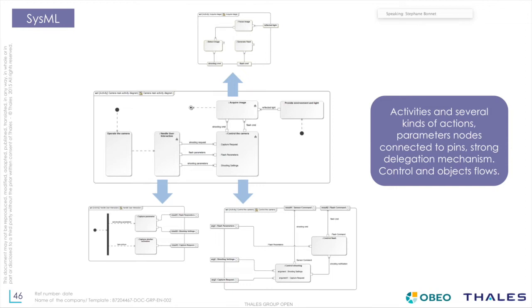So what we see on this view is that the acquire image activity has three inputs, and these inputs are found on the specific activity diagram for this activity, and the same for these two other ones, the handle user interaction and control the camera. Activity diagrams, as I said previously, have strong semantics of control, and they have control nodes available, and there are control flows and object flows.